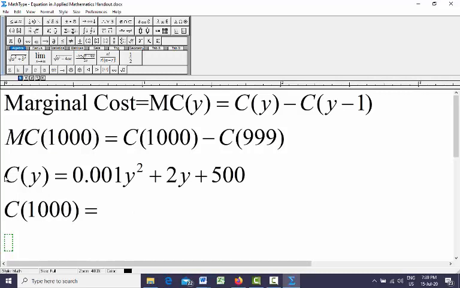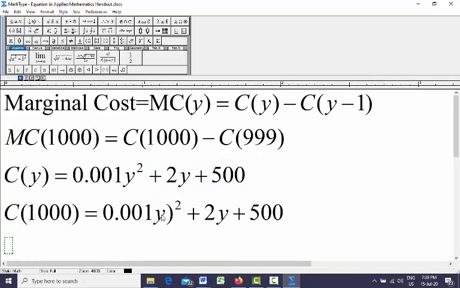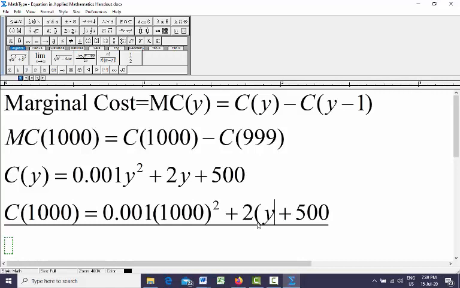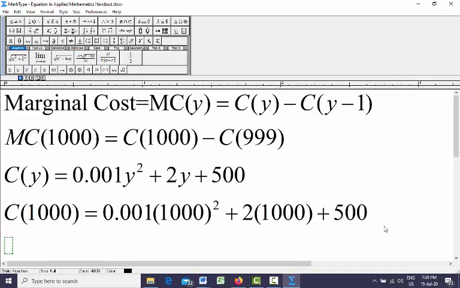As you can see here, this is the cost function. Now instead of y we have 1000. So similarly here also we need to replace the value of y by 1000. So that means 1000 square multiplied by 1000, equal, so let us calculate it.